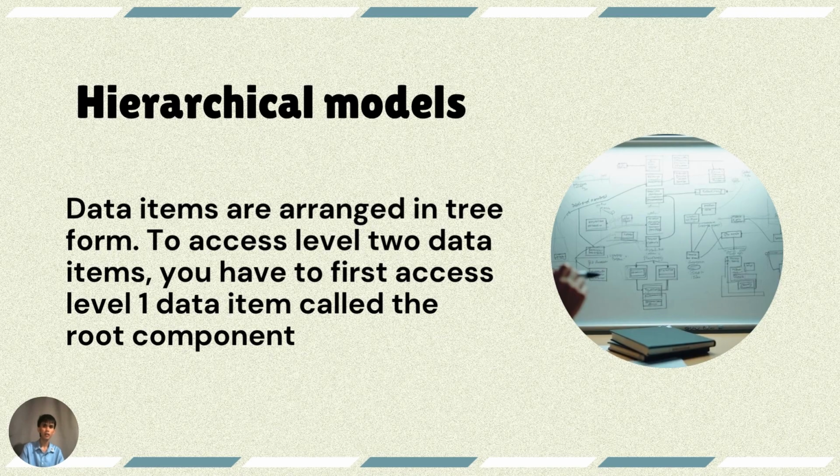In the hierarchical model, data items are organized in a tree-like structure. To access a level 2 data item, you must first reach the level 1 data item, which we refer to as the root component. This hierarchical structure is quite intuitive and mirrors how we often visualize relationships in nature and systems.